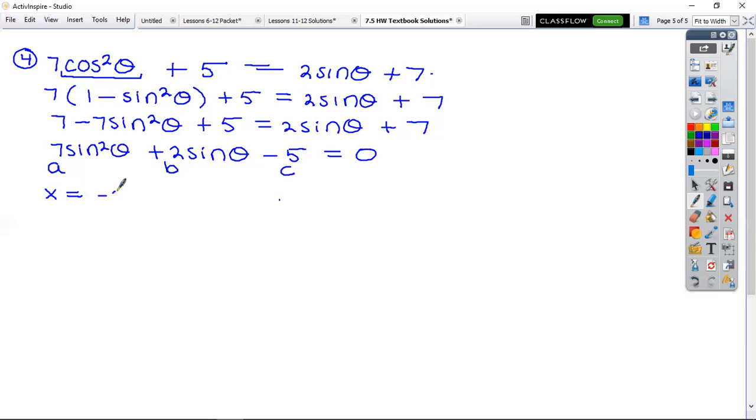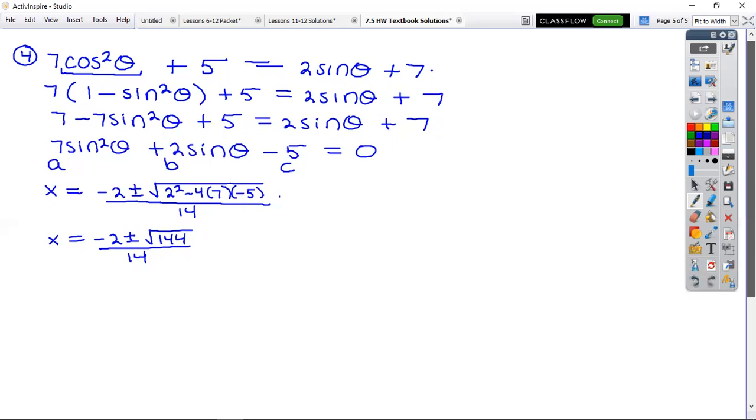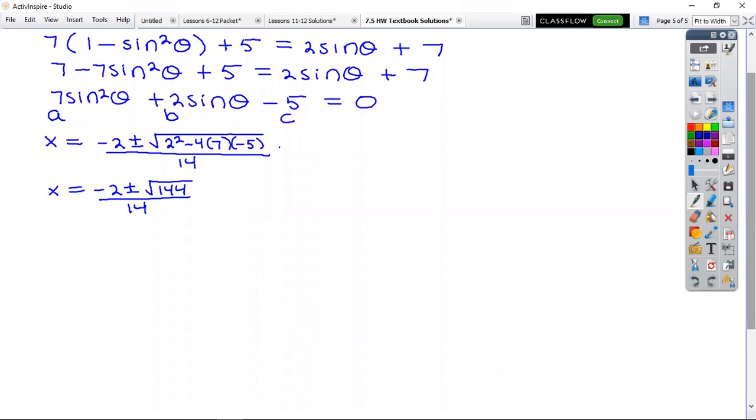So x is equal to -b plus and minus the square root of b squared minus 4 times a times c all over 2a. 14. So x equals -2 plus and minus the square root of 144 over 14 is what you're going to get. And again, this only works out nicely just because it would have been factorable, but your procedure remains the same. So now I have x is equal to -2 plus and minus 12 over 14.